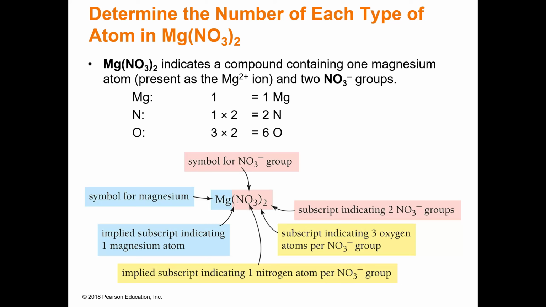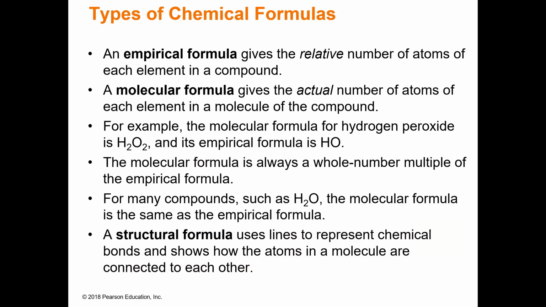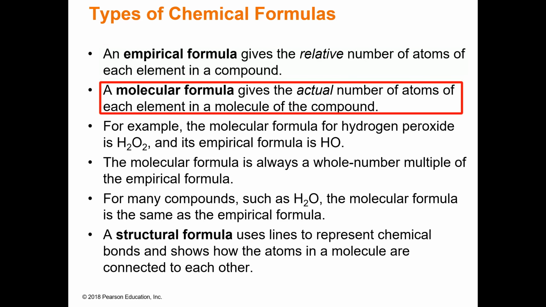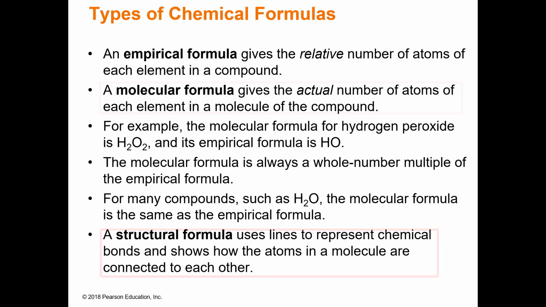This kind of breakdown is important for understanding the atom count in a compound and how much of each element is present, vital for calculating dosage and reaction stoichiometry. There are three main types of chemical formulas. First, the empirical formula shows the simplest ratio of atoms. Second, the molecular formula gives the actual number of atoms in a molecule. Third, the structural formula shows how the atoms are connected. For example, hydrogen peroxide has the molecular formula H2O2 and the empirical formula HO.